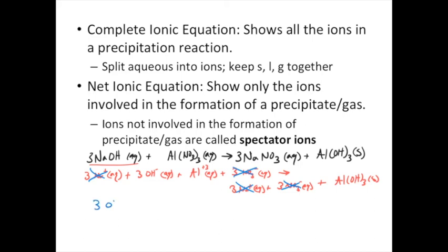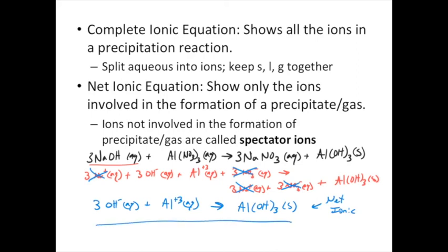So I've got the 3 hydroxide ions. I've got the 1 aluminum ion. And then the only thing on the product side that didn't get crossed out was the solid product, or the precipitate. And now I have the net ionic reaction that I got from the full ionic reaction. And this is the final answer.